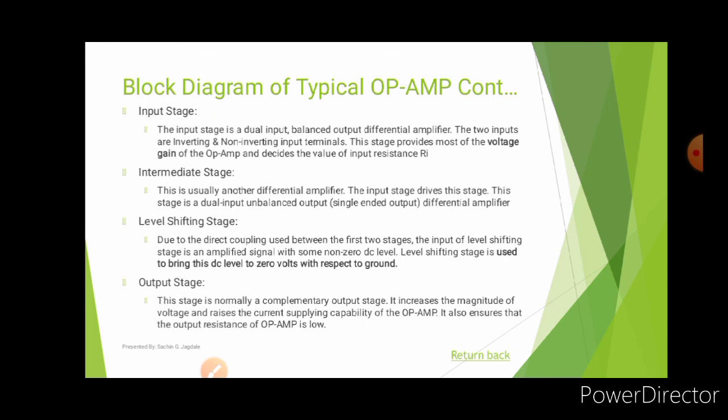And the last is the output stage. This stage is normally a complementary output stage. It increases the magnitude of voltage and raises the current supply capability of the op-amp. It also ensures that the output resistance of the op-amp is low. So this much is about the block diagram of the op-amp.